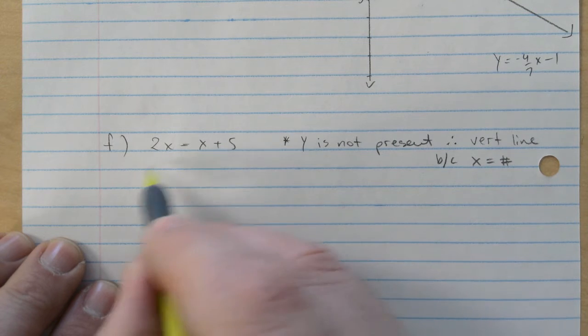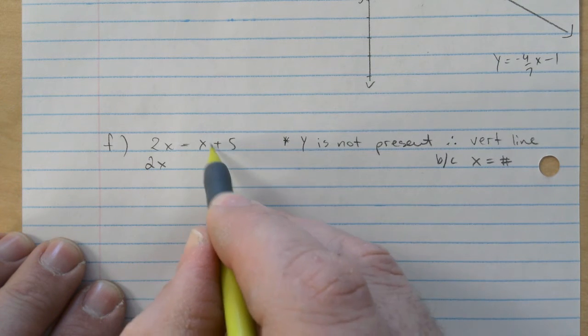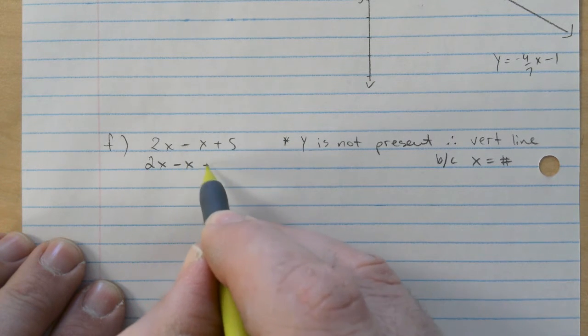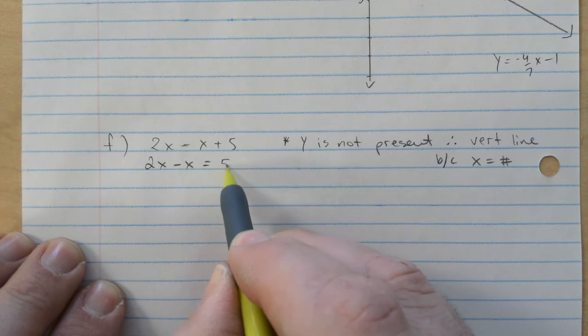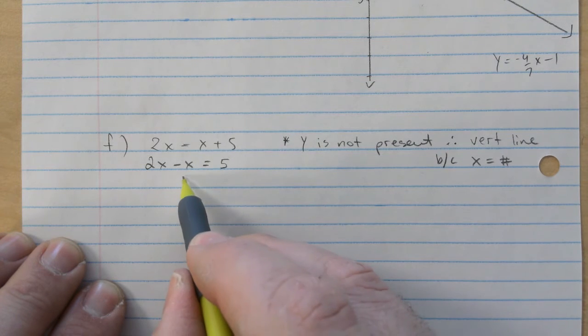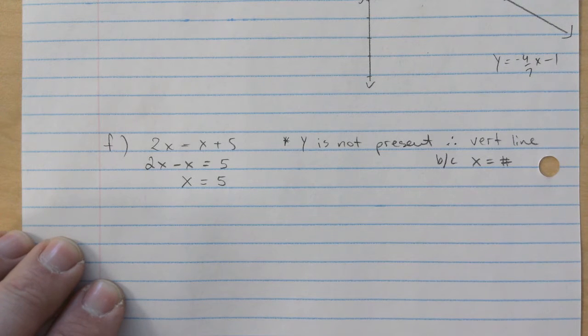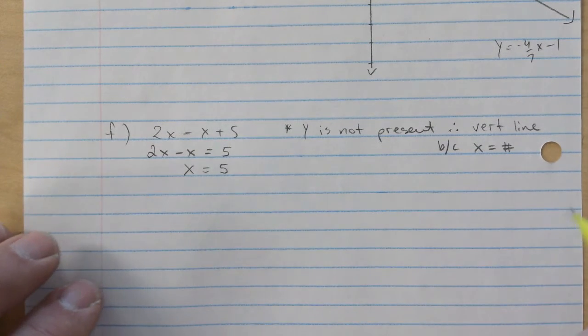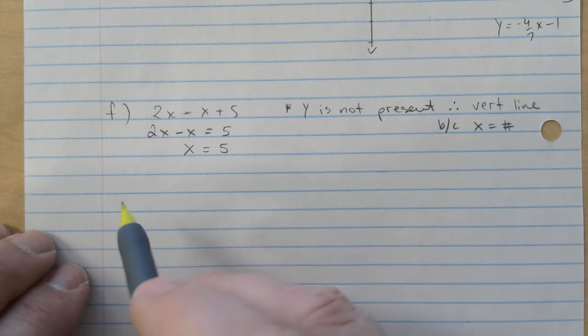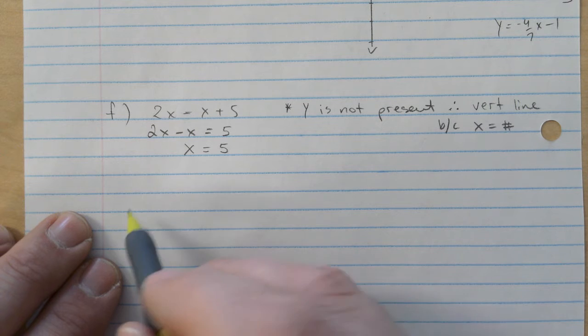So 2x is here, x is there. So I'm going to bring that x over, subtracting, and I'm left with 5 on the other side. And so that ends up being x is equal to 5. Slope is undefined, okay? I'm going to graph that on the same grid, so I'm going to just jump to G.